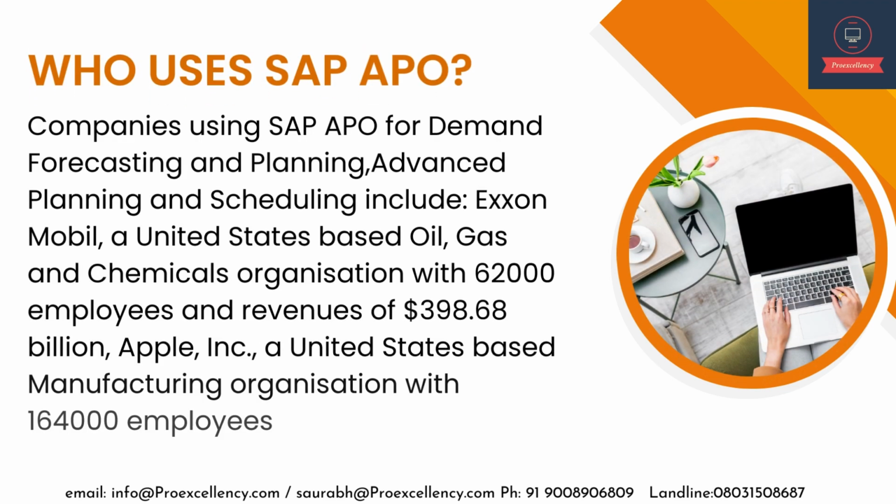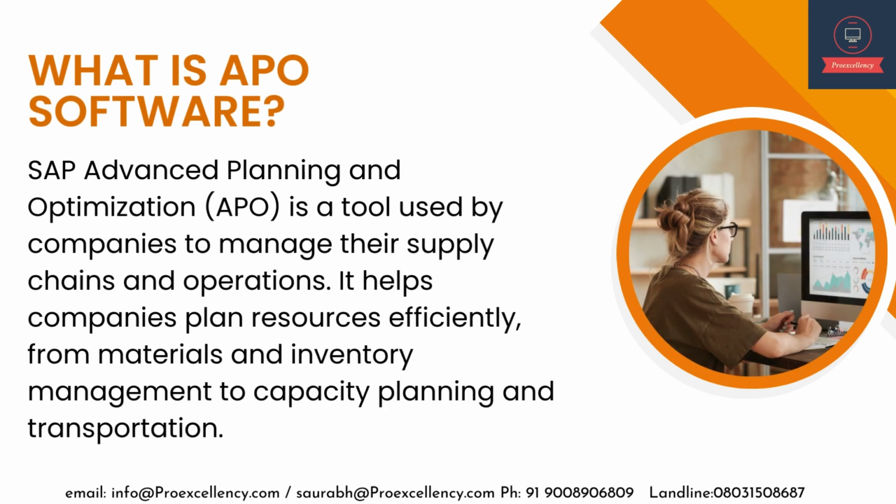Who uses SAP APO? Companies using SAP APO for demand forecasting and planning, advanced planning and scheduling include ExxonMobil, a United States-based oil, gas and chemicals organization with 62,000 employees and revenues of $398.68 billion, and Apple Incorporated, a United States-based manufacturing organization with 164,000 employees.